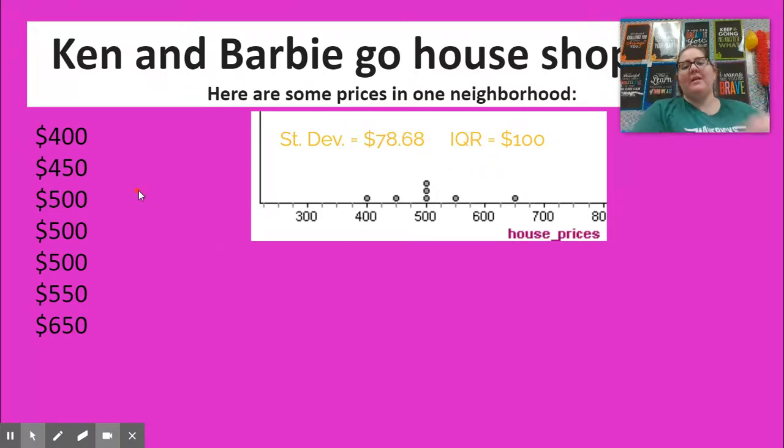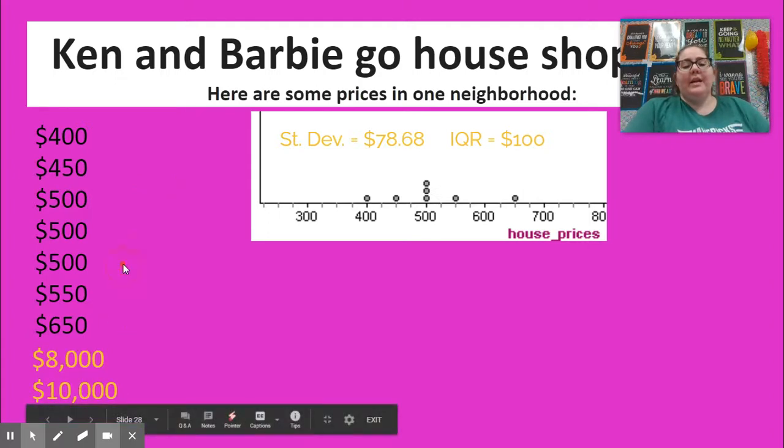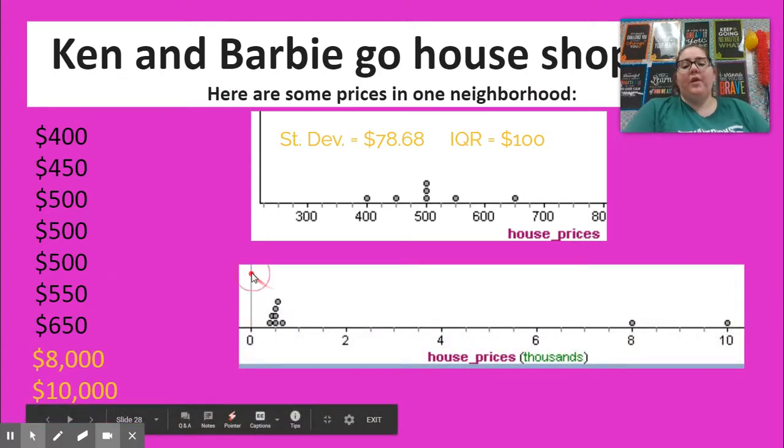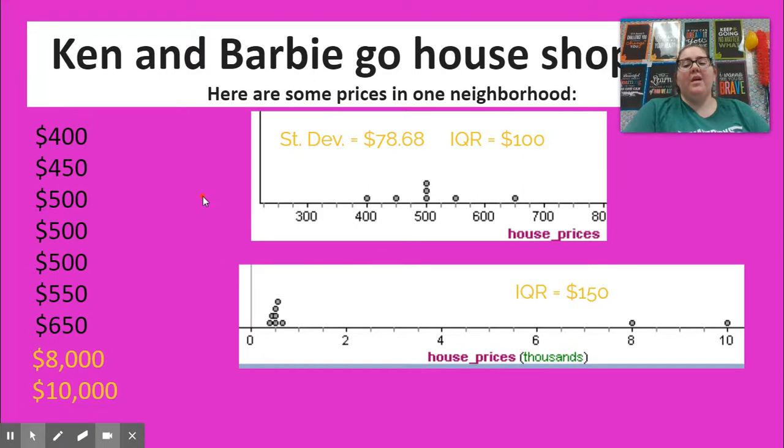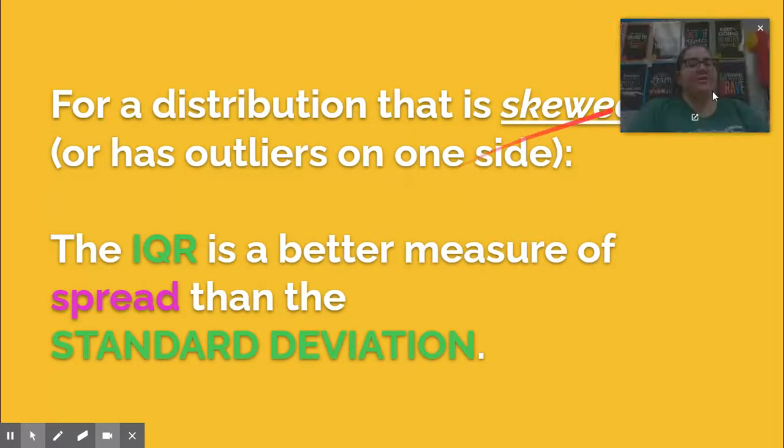It's telling us how spread out the values are. There's our 2 exorbitant house prices. There's our new dot plot. My new IQR is 150, so IQR went up a little bit. And my new standard deviation is $3,778.84.